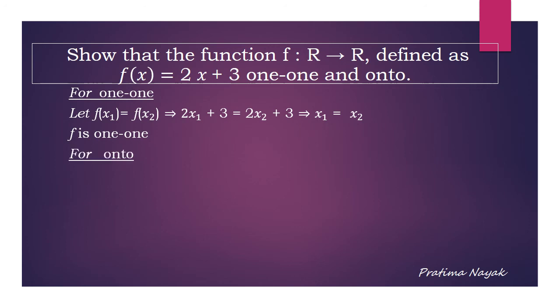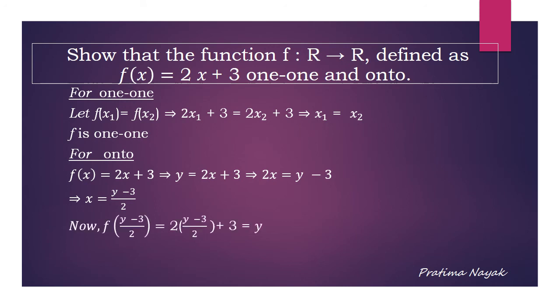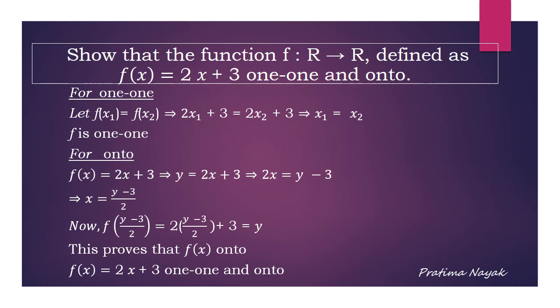Next we'll go for onto. So f of x is equal to 2x plus 3 implies that y is equal to 2x plus 3, implies that 2x is equal to y minus 3. So x will be (y minus 3) by 2. Now you have to think for which y, x cannot be defined. So we'll put (y minus 3) by 2 in place of x, and if we get y after the simplification, then it is an onto function. So twice (y minus 3) by 2 plus 3 is equal to, 2 cancelled, y minus 3 plus 3, it is y. So it proves that f of x is onto. So f of x equal to 2x plus 3 is both one-one and onto.